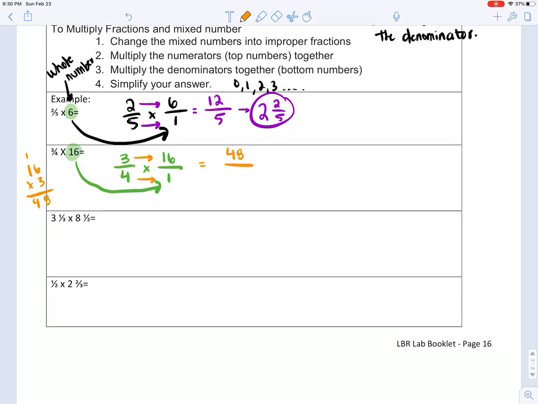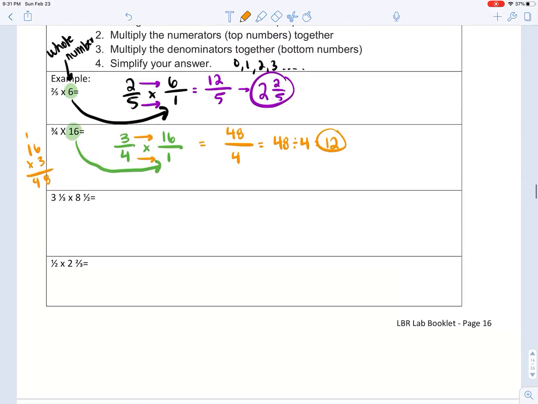And then 4 times 1, going straight across the bottom, is 4. Now, some of you might remember that fractions are just division problems. So when you have a fraction, 48/4, it's like saying 48 divided by 4, and I think you guys know that 48 divided by 4 gives you 12. So that is your final answer.